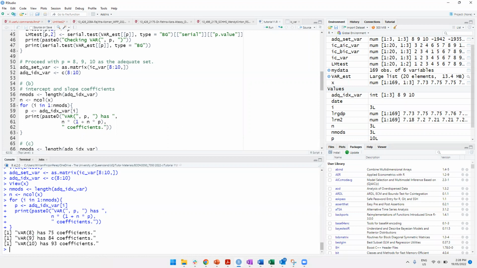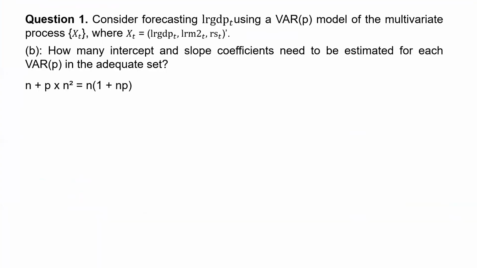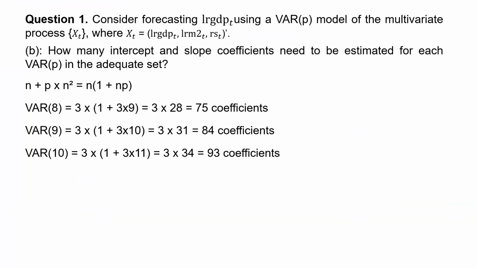But coming back to the question, you can see that they are quite massive. The one that I just showed you had 93 coefficients. So all those alphas, all those betas, and all those gammas, adding it together is 93. Even VAR 8 already has 75 coefficients. So it's a lot to be estimated. Luckily, R does that for us. And luckily also, they are generated simultaneously. So it's usually a very efficient system.